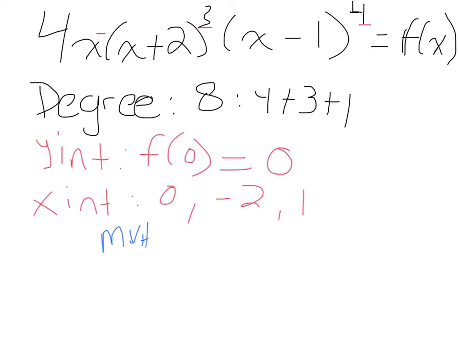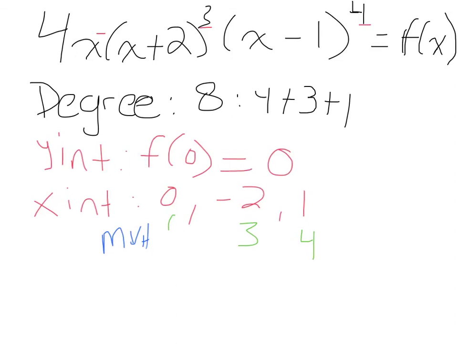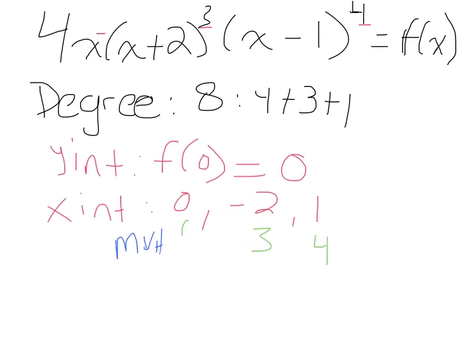Alright, so now let's list out the multiplicities. 1 has a multiplicity of 4. Negative 2 has a multiplicity of 3. And x has a multiplicity of 1. And we are going to use this information now to help us graph.